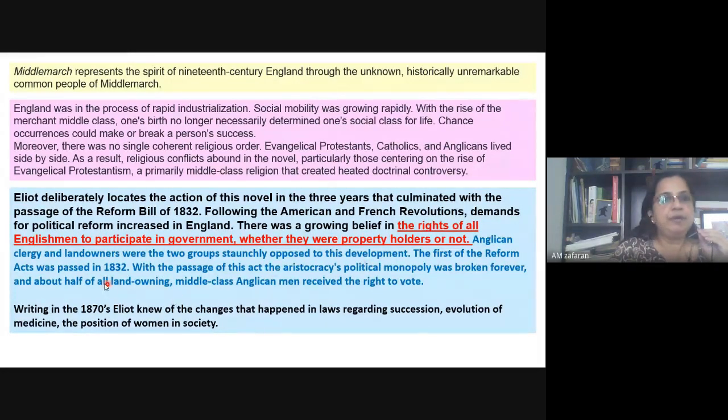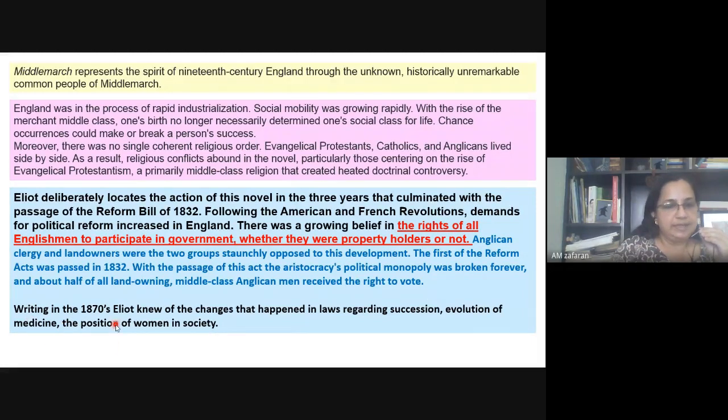The first of the Reform Acts was passed in 1832. So nevertheless, the reform bills were passed, and the first act of reform was passed in the year 1832. With the passage of this act, the aristocracy's political monopoly was broken forever. So the aristocracy could no longer lord over the common man. They started having their own voice too. And about half of all land-owning middle-class Anglican men received the right to vote. So more people were getting a voice in the government.